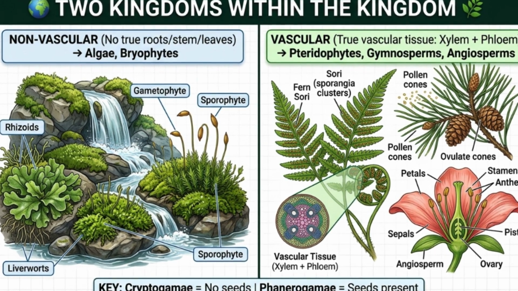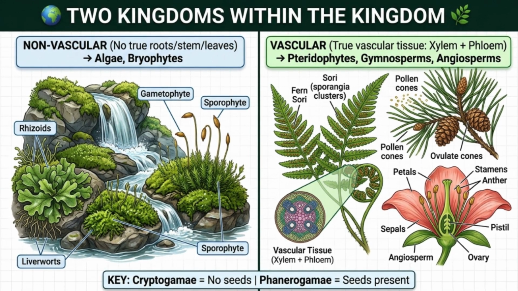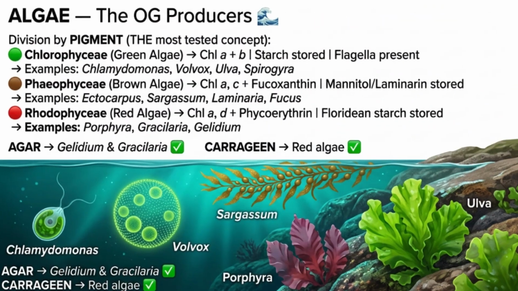Let's start with the big picture. The plant kingdom is split at a fundamental level. Do you have vascular tissue or not? Xylem and phloem, those pipelines of water and food, are the game changers. Plants without them are called non-vascular. Plants with them are called vascular. Now remember this word, Cryptogamae. These are flowerless, seedless plants: algae, Bryophytes, Pteridophytes. And Phanerogamae, seed-bearing plants: Gymnosperms and Angiosperms. NEET loves testing this boundary. Write it down.